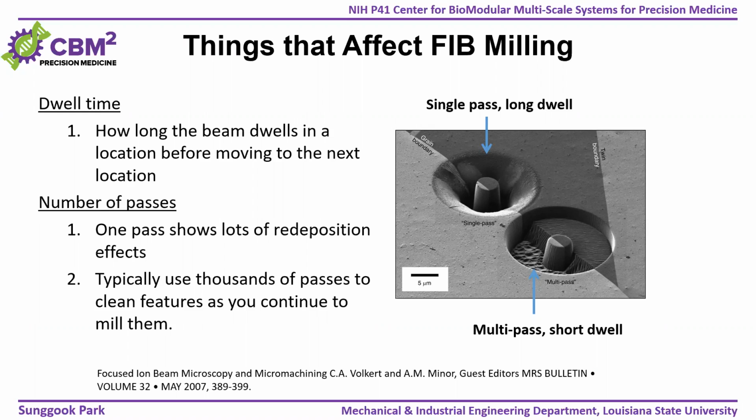And number of passes. So, for example, it shows two structures where they wanted to make exactly the same thing. Here they just milled with a single pass with a long dwell time, while on this side they used multiple passes with a short dwell time. And what you can see is that here it milled a lot less in this part. Why? Because there will be redeposition of materials. Sputtered materials will be redeposited if you use a very long dwell time and high energy beam.